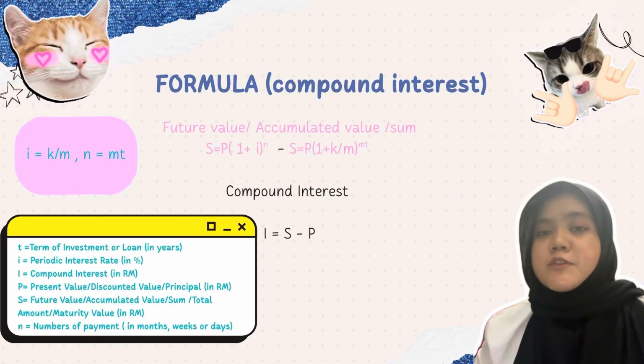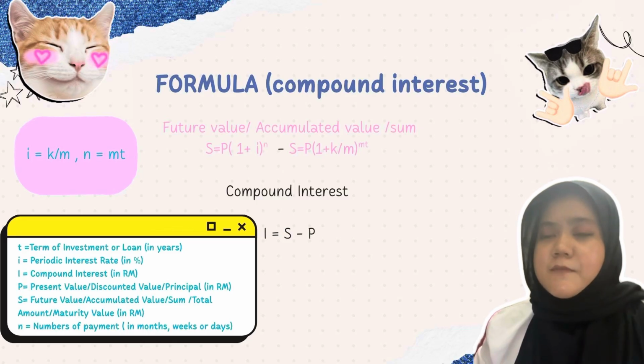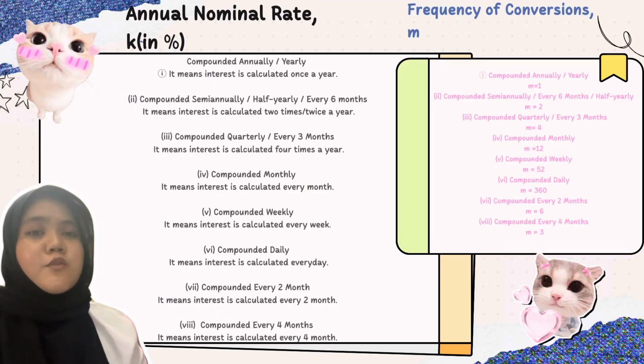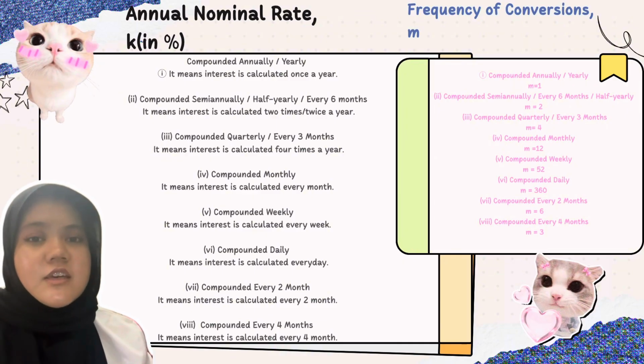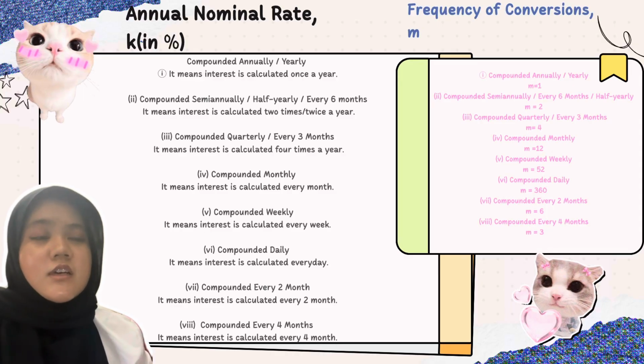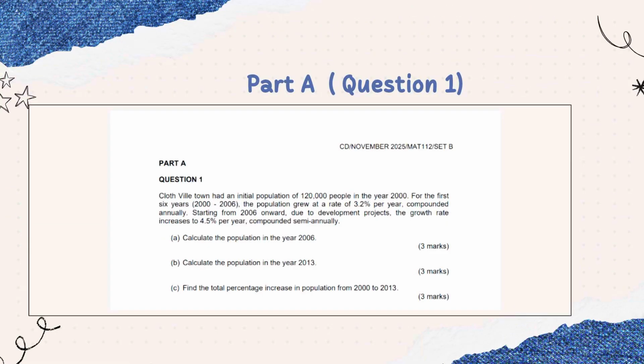Use this formula to find future value and also accumulated value. And i stands for k per m and also n stands for mt. We have annual nominal rate, which is k in percent, and also frequency of conversion, which is m. You can refer to this before you solve the question.